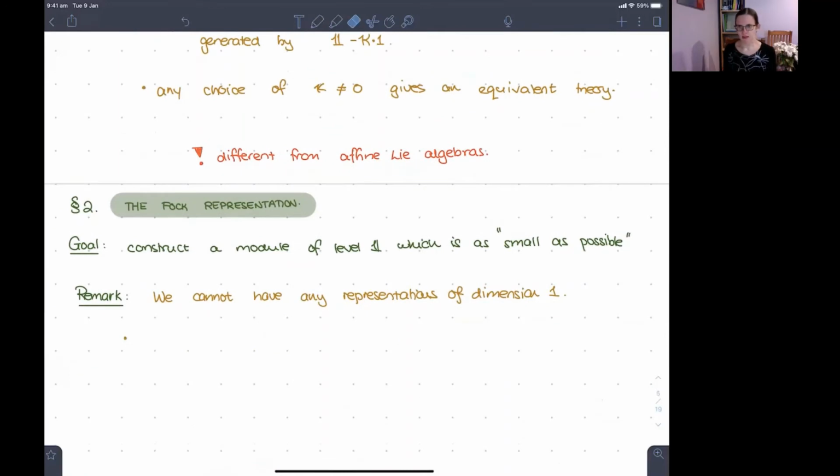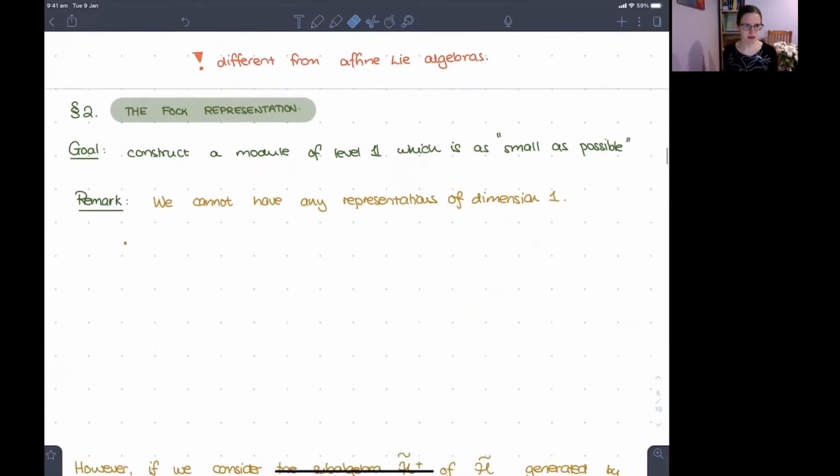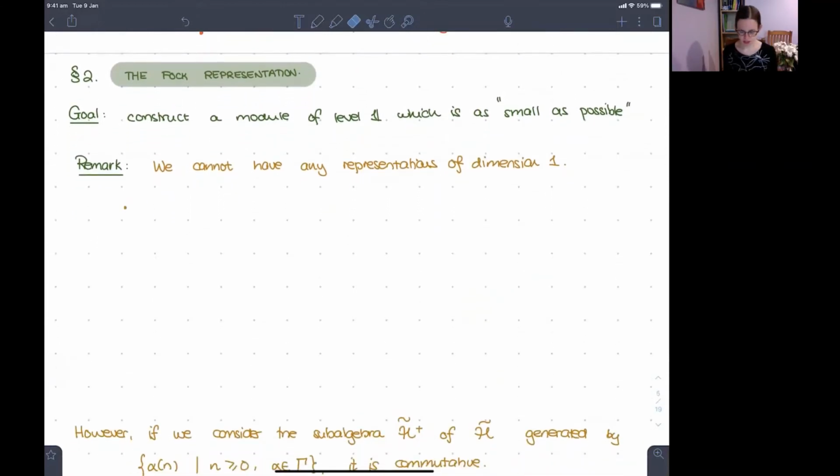Okay, so that's the Lie algebra and the related associative algebras that we care about. Since it doesn't matter what level we take, as long as it's not 0, we're just going to take 1. But the theory would be equivalent if we scaled. Now our goal is to construct a possibly understandable module: a module of level 1 which is as small as possible. A remark is that we can't have any trivial representation, so no representation of dimension 1.